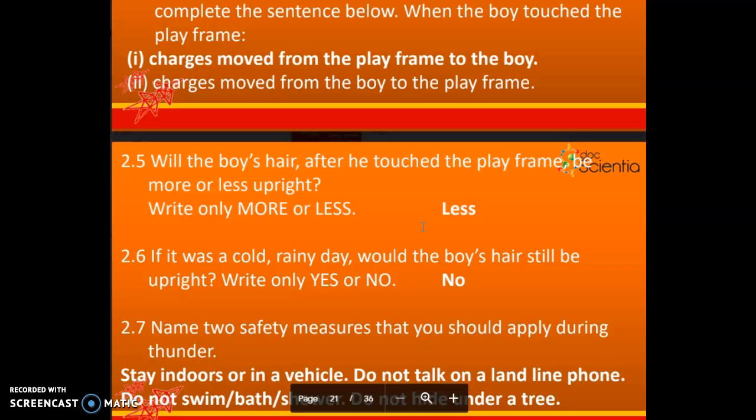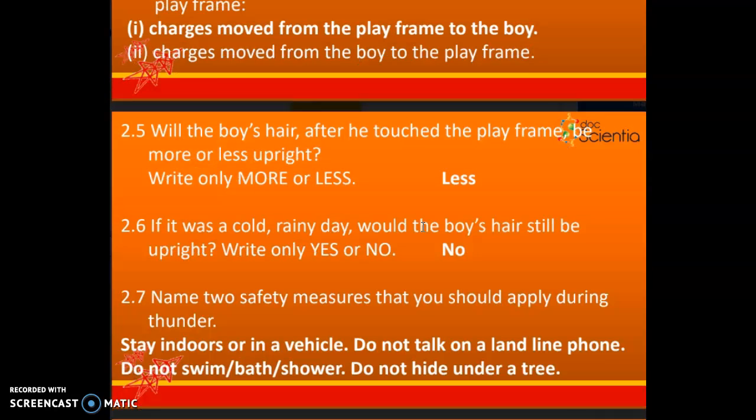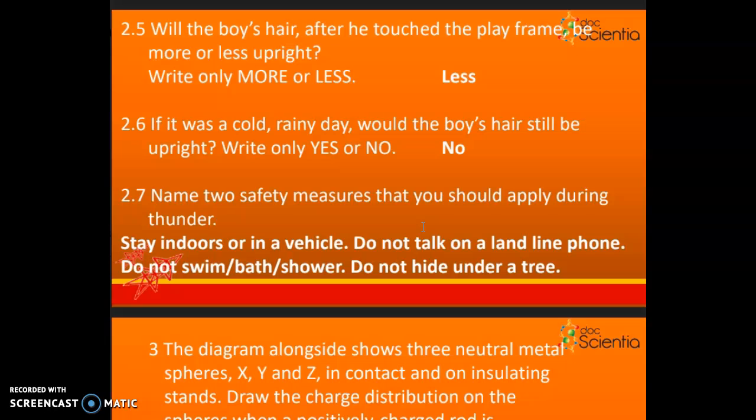2.5. Will the boy's hair after he touched the play frame be more or less upright? Only write more or less. Yes, less, because he was discharged, made kind of neutral again. 2.6. If it was cold or a rainy day, would the boy's hair still be upright? That would be a no.